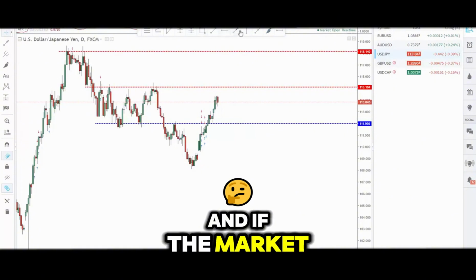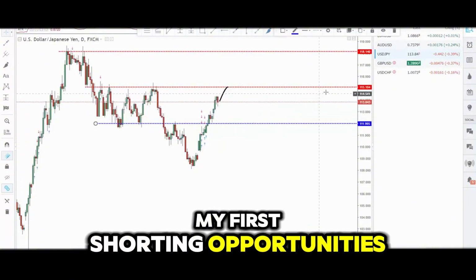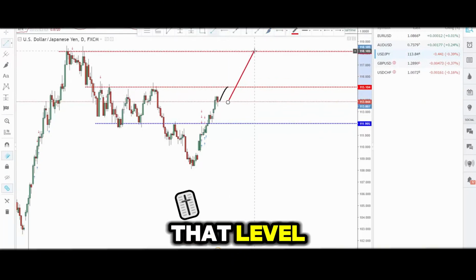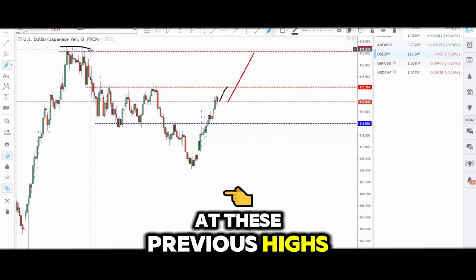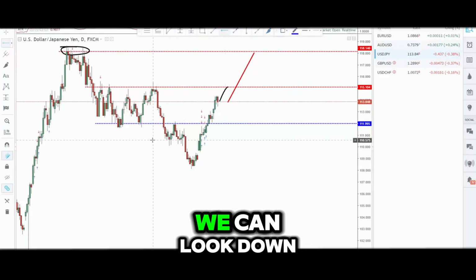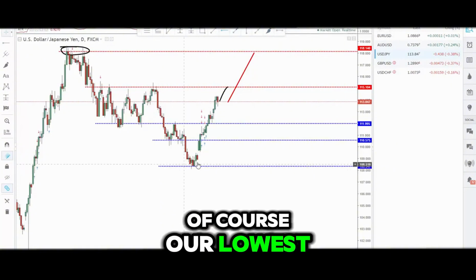And if the market continues to push up, of course, I'll be looking for my first shorting opportunities around the 115.10 level. And if we push above that level, I'll be looking for a shorting opportunity up here at these previous highs. Now for our second level of support, we can look down here at that area and also, of course, our lowest level here.